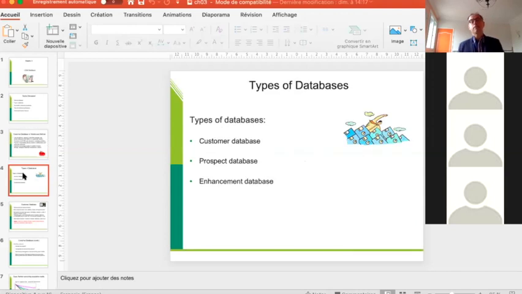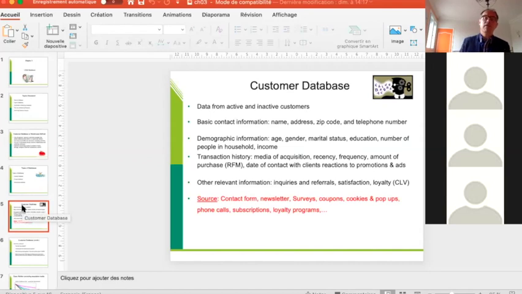So what types of databases do firms have or should use? First of all, they should have a customer database. They should have a prospect database for customer acquisition and an enhancement database in order to enhance the information in the customer database by supplementary information. Let's start with the customer database.